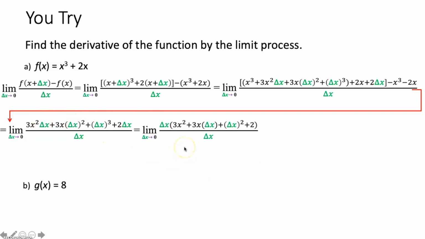This should happen every time. If you do this correctly, the delta x in the denominator should somehow cancel out. So here we can see that now the numerator and denominator have a delta x we can cancel out. And now we can evaluate this limit.